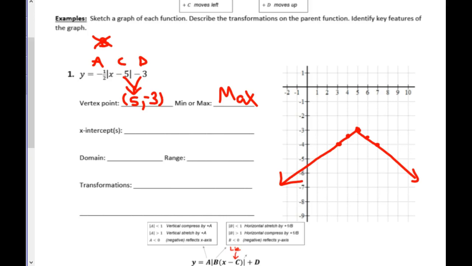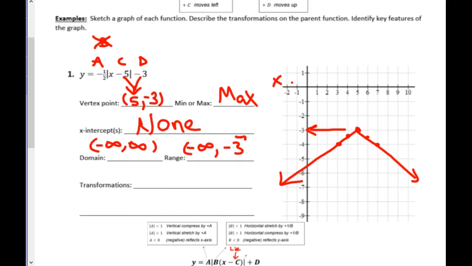Okay. Now, x-intercepts. Where does this cross the x-axis up here? None. Does everyone see it does not cross up here on the x-axis, right? None. Domain. What's the domain always going to be for absolute value? -infinity to +infinity. For range, does everyone see it's going down forever? Forever down means what? -infinity up to, what is this y value? -3. So, -infinity in parentheses up to -3 bracket.